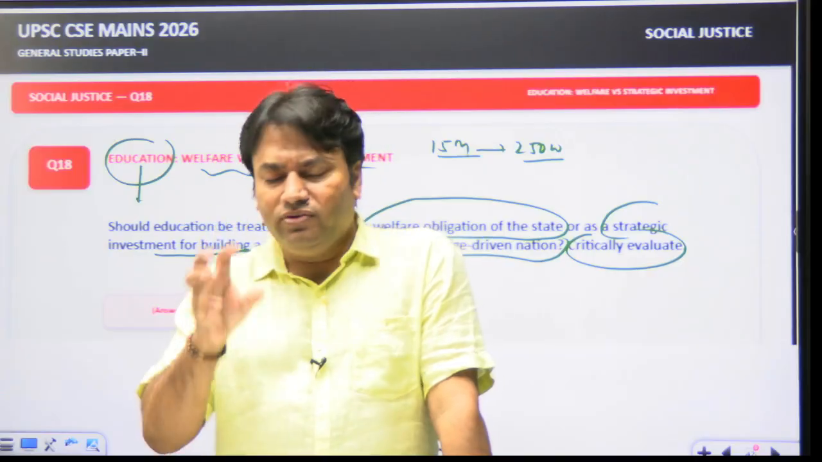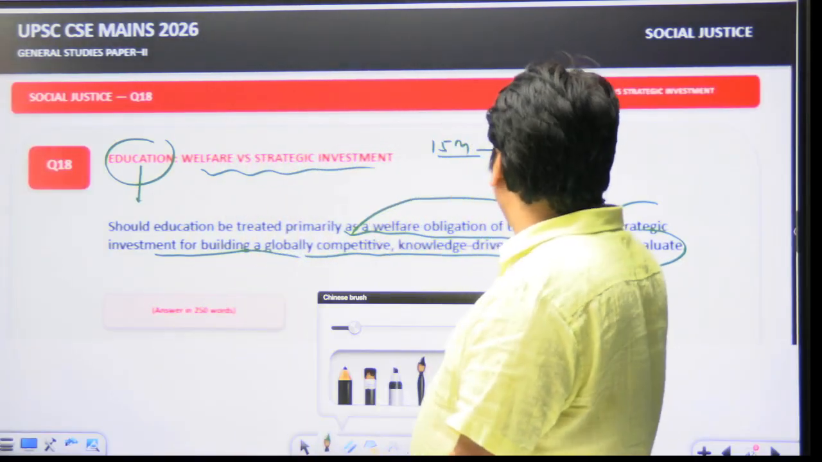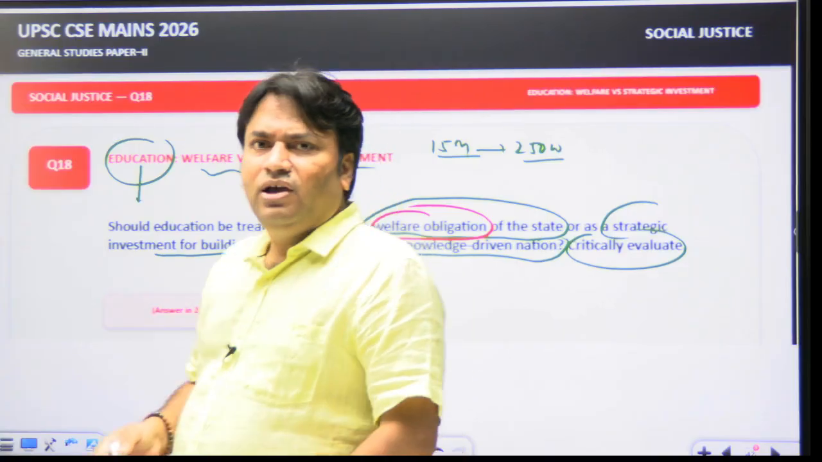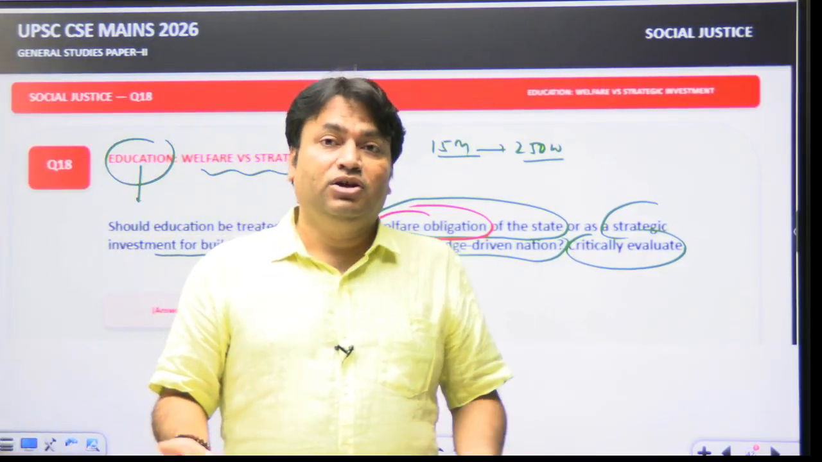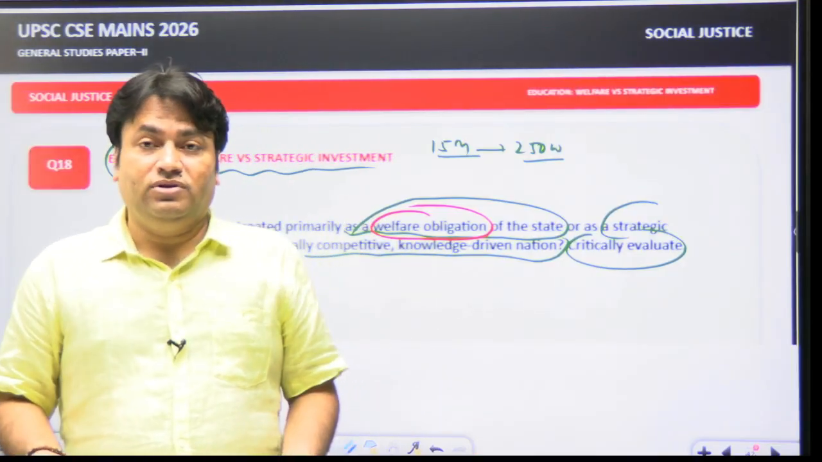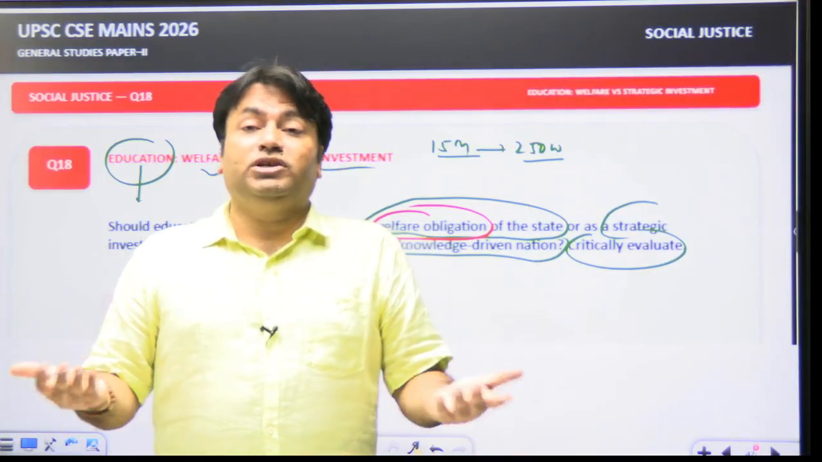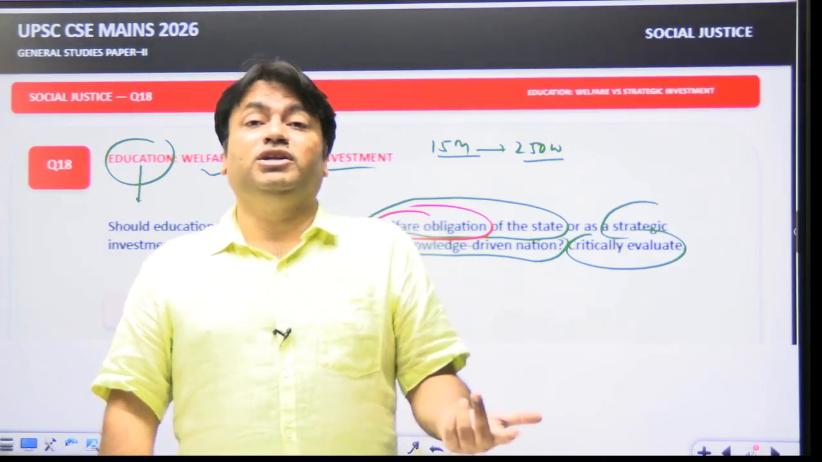Now the keyword that has been used here is welfare obligation of the state. So what is this welfare obligation? Welfare obligation simply means the constitutional perspective, social justice perspective, equal opportunity perspective, inclusion of disadvantaged groups perspective, universal access and affordability perspective.